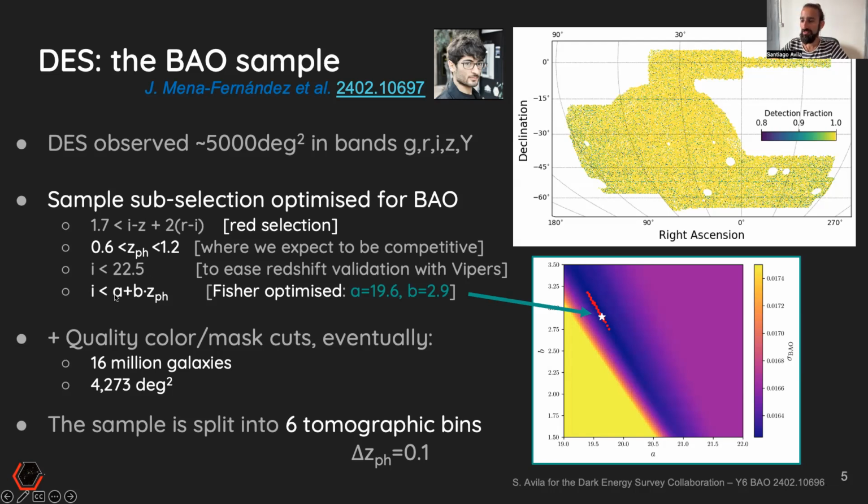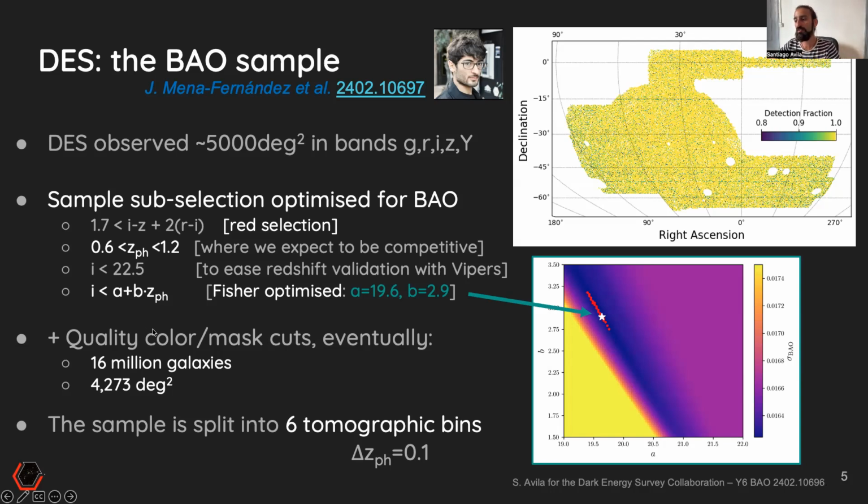And we also include another cut in magnitude in the i band that depends on redshift with this linear relation and these 2 free parameters, which we then optimize with a Fisher forecast, generating the samples and looking at the properties of these samples to produce this Fisher forecast.